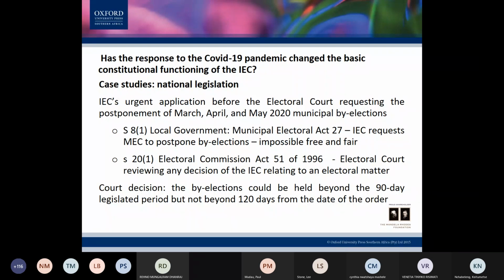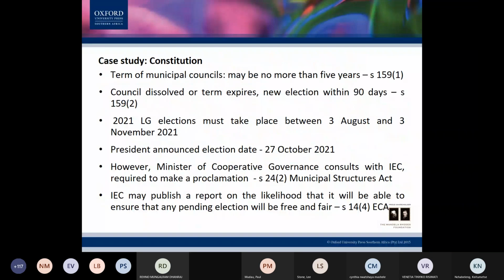So indeed, the Electoral Court decided to postpone municipal by-elections, and it held that the by-elections could be held beyond the 90-day legislated period, but not beyond the 120 days from the date of the order. Now, look at the difference. Here I'm referring to the Constitution, not the legislation, because the Constitution is the supreme law of the Republic.